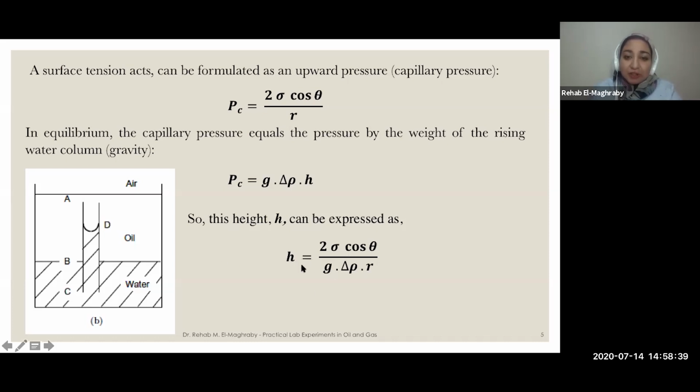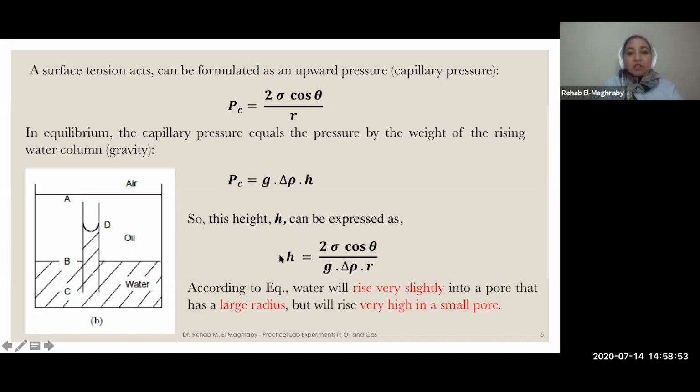So as you can see, there is a relation between the height and the radius. They are inversely proportional. If the radius of your capillary tube is large, you will find that the height will be small, so the water will rise a very, very small amount. But if the radius is very small, you will find that the height of the water will be high.